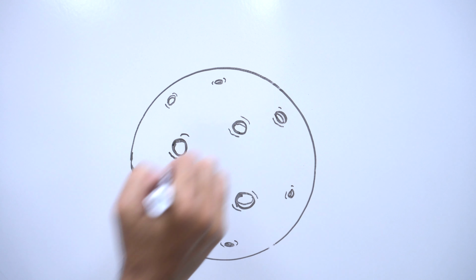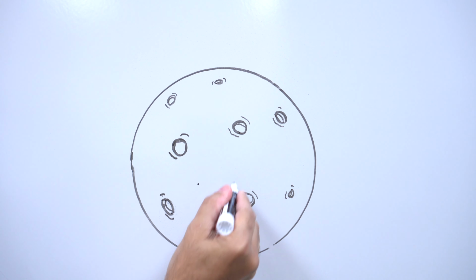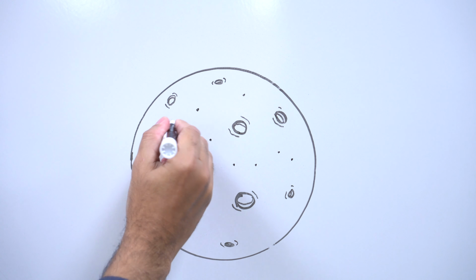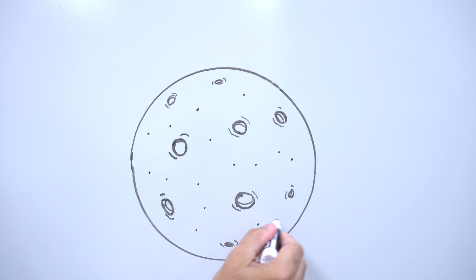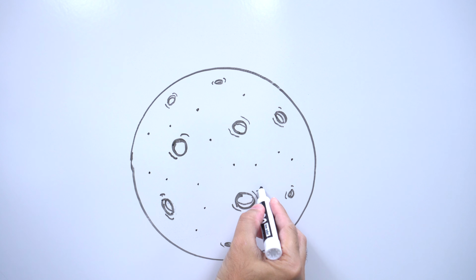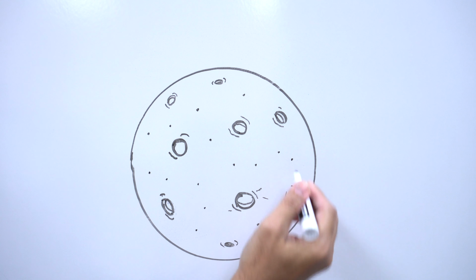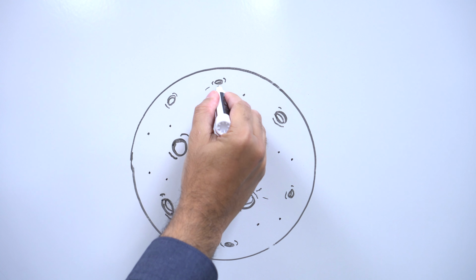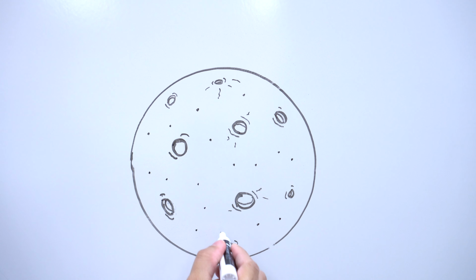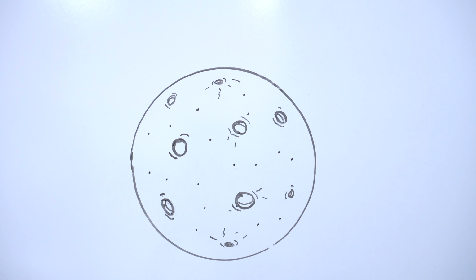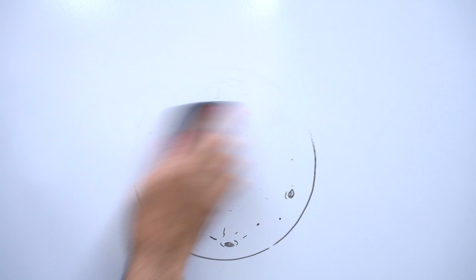Circles don't have to be perfect, I mean they are just craters. Let's put some texture with little dots. Maybe some lines too. Color it great, and there you have it. Mercury, the Moon, and Pluto.